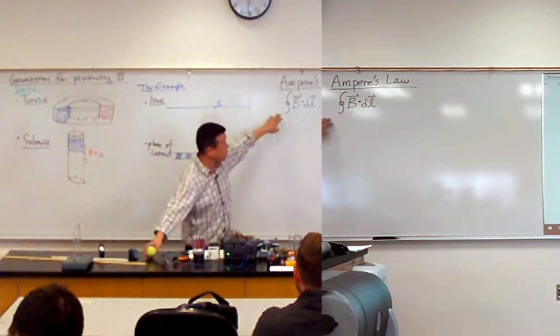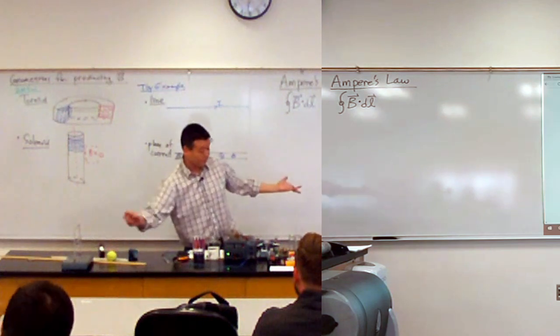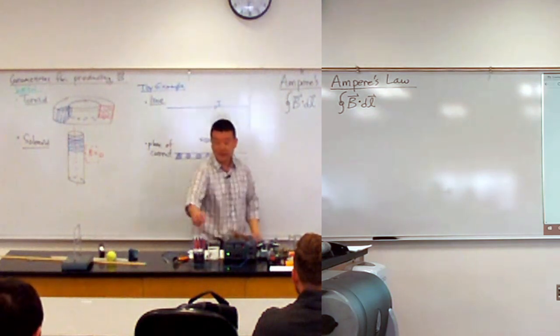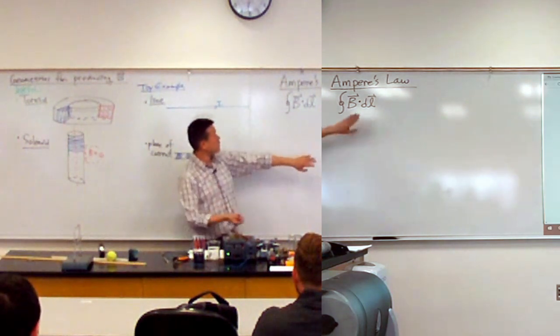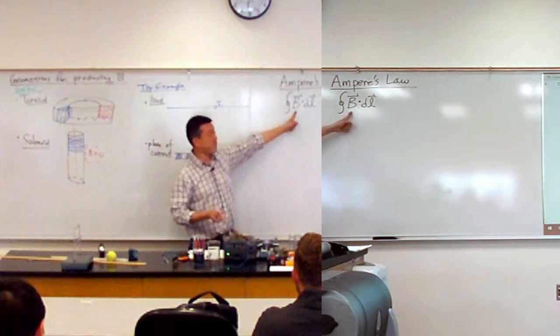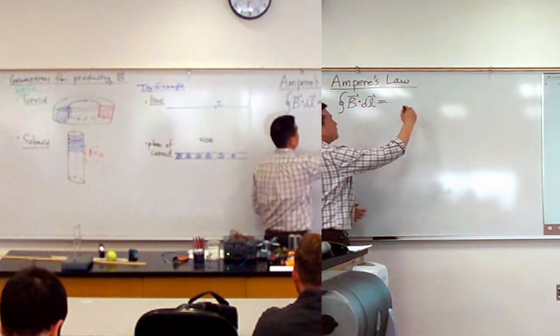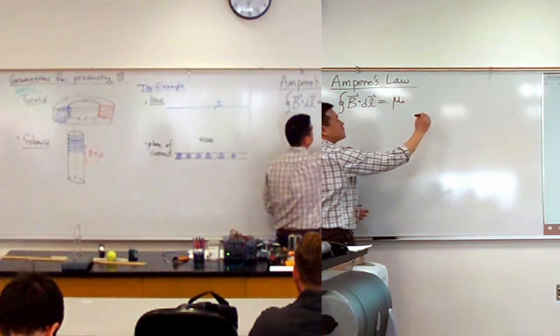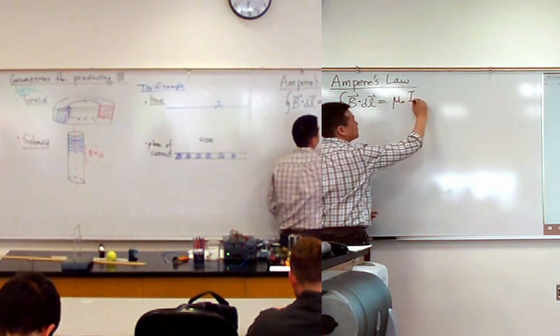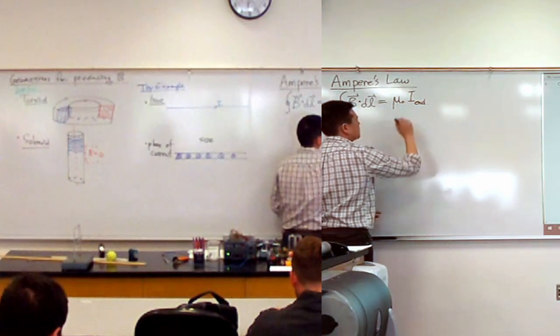and we don't really have a name for this quantity other than that it's a line integral. It's exactly what it sounds like. And Ampere's law says that this line integral of the magnetic field is equal to mu naught, a constant, times current enclosed.